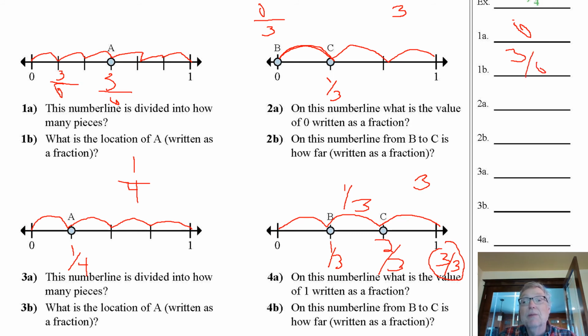Let's go to 2. On the number line, what is the value of 0? So our value would be 0/3. And then 2B would be, the distance between B and C is 1/3. And then 3A, the number line is divided into how many equal pieces? It's divided into 4 equal pieces. 3B, what is the location of A? A would be 1/4.